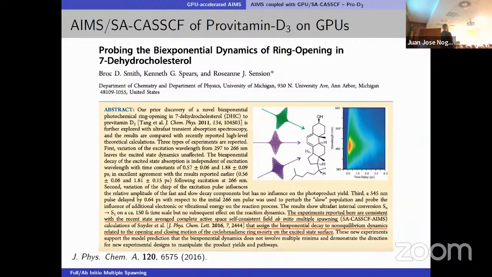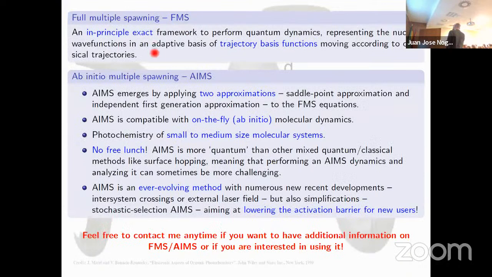So, take home message. Full multiple spawning is an in principle exact framework, with the idea that you want to do excited state dynamics by looking at the nuclear wave function with a swarm of coupled trajectory basis functions that evolve along classical trajectories. The number can be adapted as you need, in particular in the region of nonadiabaticity. Now, to make it tractable for molecular systems, we move to ab initio multiple spawning, where you have two approximations, the saddle point approximation and the independent first generation approximation. It's basically the coupling between the Gaussians. So you can put your finger on the approximations that you are doing here, but it allows you to do on the fly ab initio dynamics.